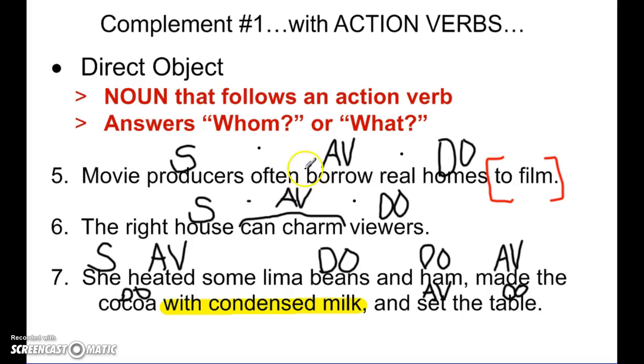So we see that we can start with a very simple sentence, or it can become very complicated. But if we take our time and we break the sentence down and ask ourselves these questions, then we should be able to find it very easily with some practice.